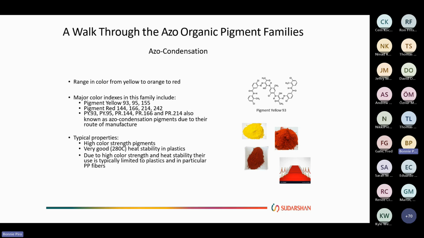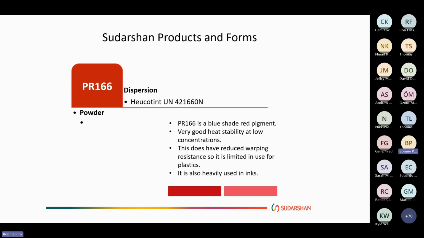These do have the high strength area, good heat stability. Red 166 is a little bit to the bluer side in terms of red color space, good heat stability. It does have some warping issues, so need to consider that when considering it for a plastics formulation. It's also a very useful tool in ink formulations.